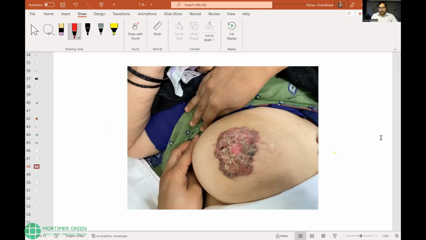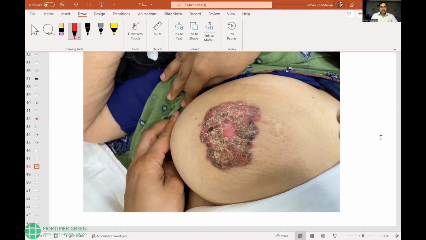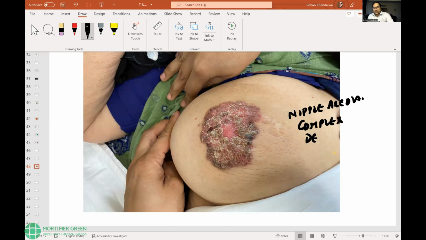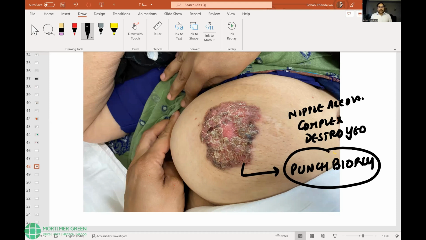This was one of my cases, which I had seen a few months back. She had extensive Paget's disease, and you can see that the nipple areola complex has been destroyed. It's a chronic lesion, mostly unilateral. We have to carry out a punch biopsy here. Please remember that scrape cytology is not useful, and that will always be there in the options. We don't do scrape cytology. We will always do a punch biopsy in these patients to get the diagnosis. Please remember that.